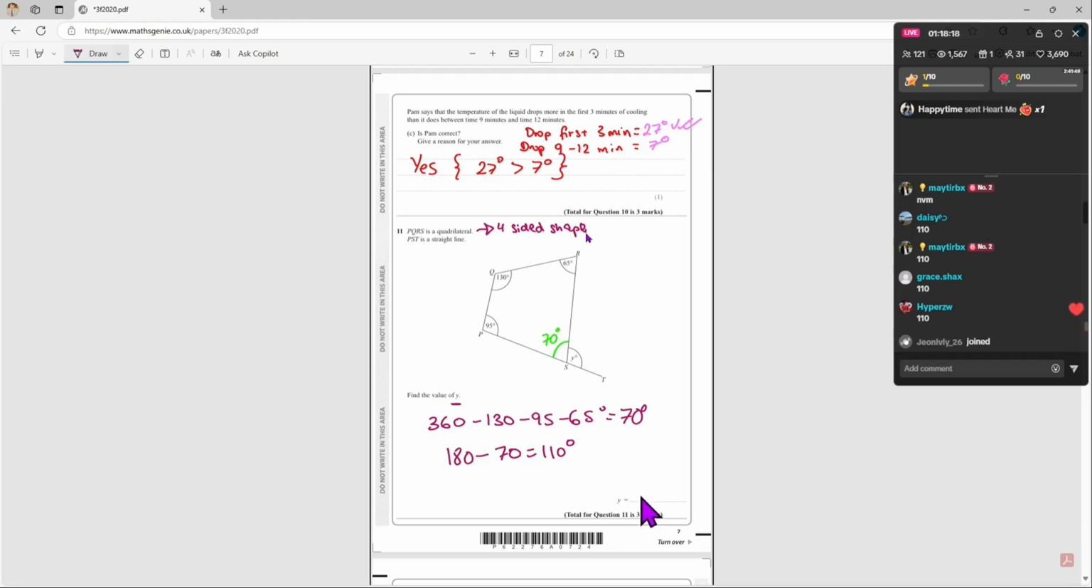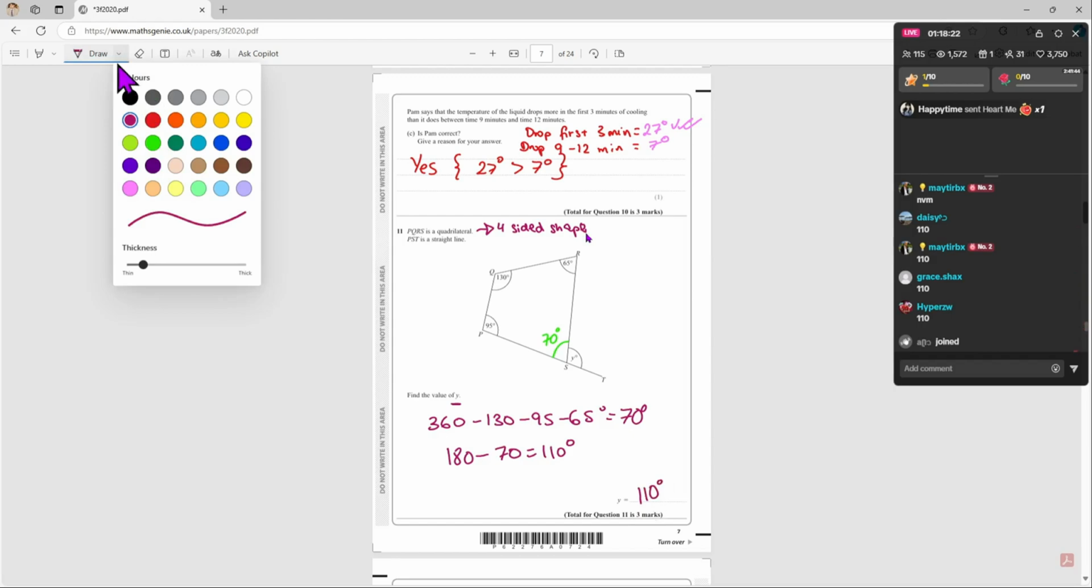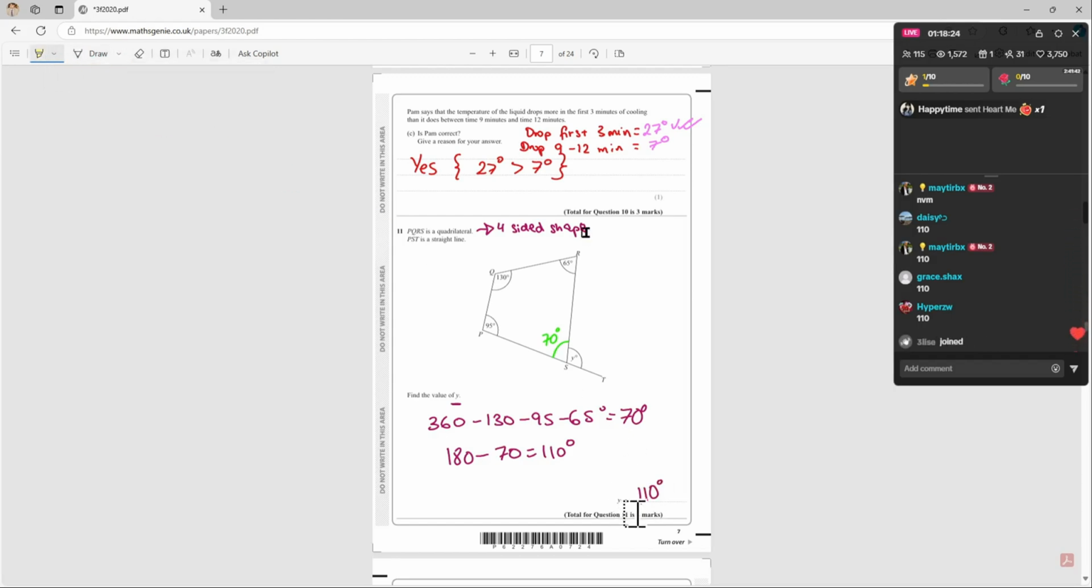So well done, guys, for getting that correct. Lots of people got that correct. So well done. That was a basic angle question. You just had to know your rules and then just work it out.